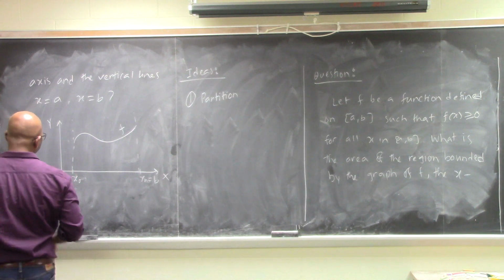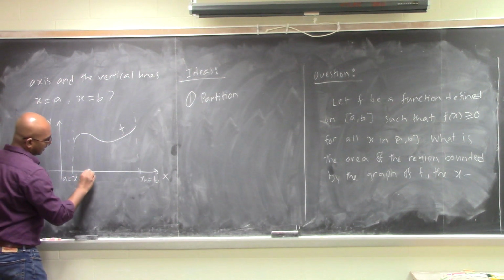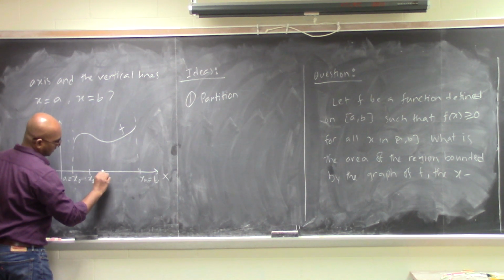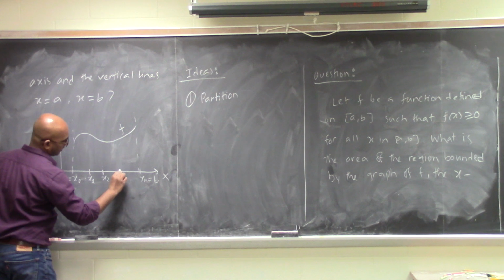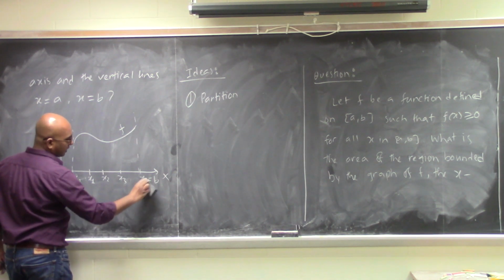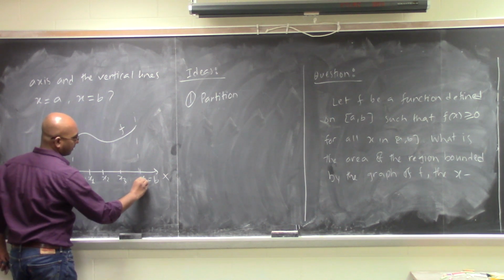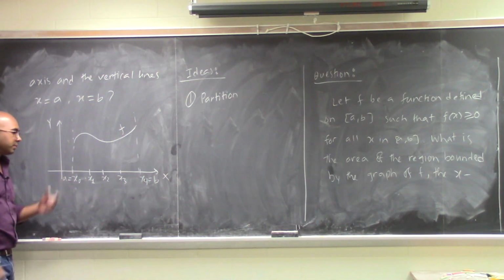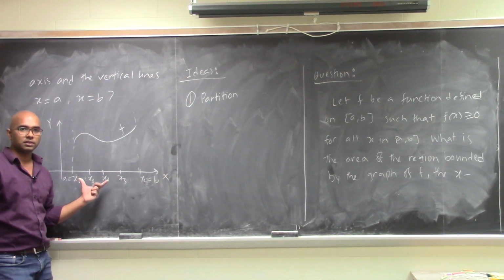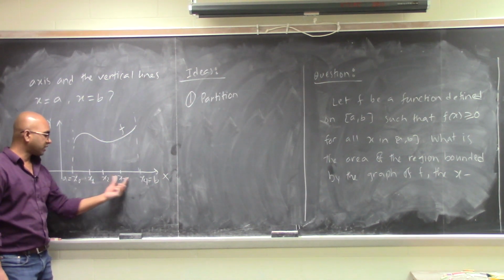So in between we are going to take a few points. Let's say this one is x sub 1, this one is x sub 2, and this one is x sub 3. Let's say this partition has just 4 points. So I have subdivided this original interval into 4 subintervals.